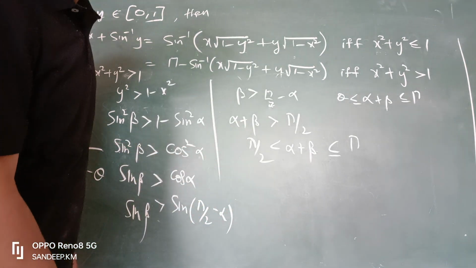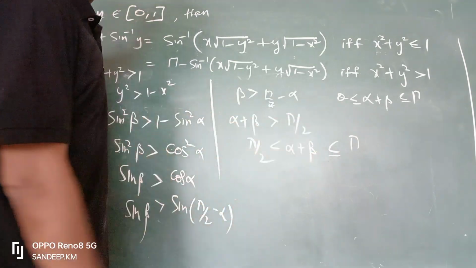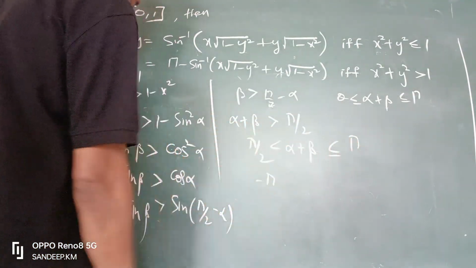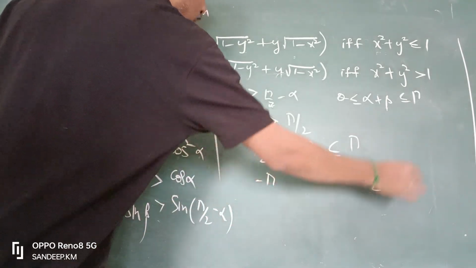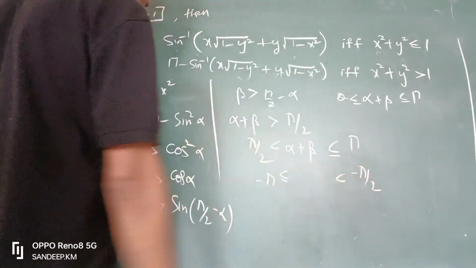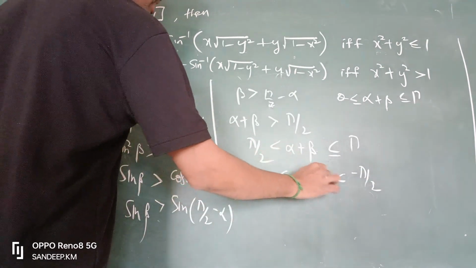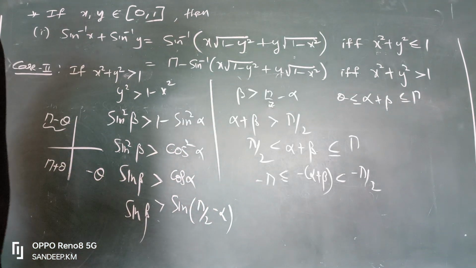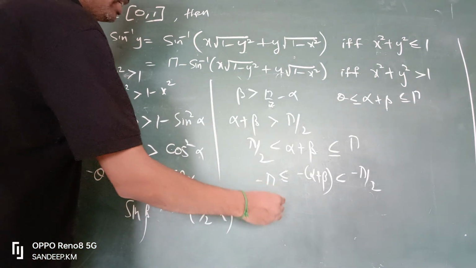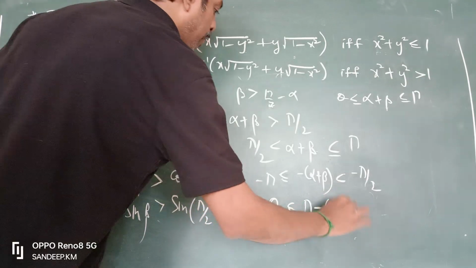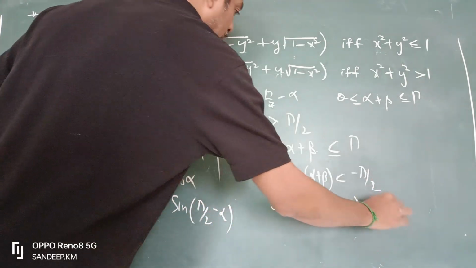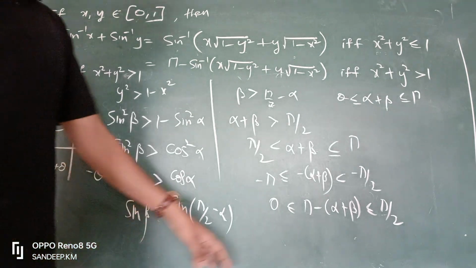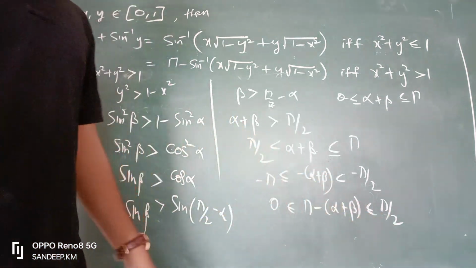That means pi minus of alpha plus beta. So multiply with minus on all sides, then this pi will come to this side, and the inequalities will also reverse. This is minus of alpha plus beta. I multiplied with minus on all three parts. Then I have added pi. When I added pi to minus pi, it is 0. Here I have added pi to minus pi by 2, which is pi by 2. So therefore pi minus of alpha plus beta is between 0 and pi by 2.